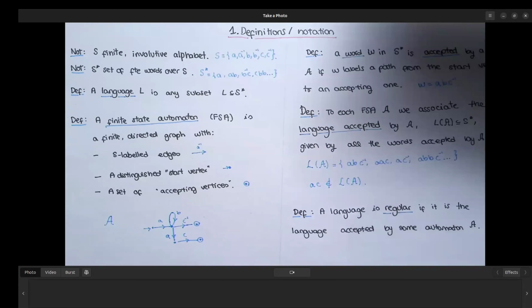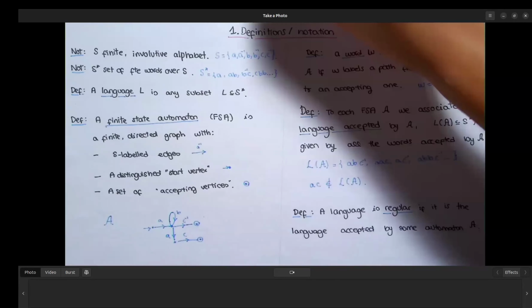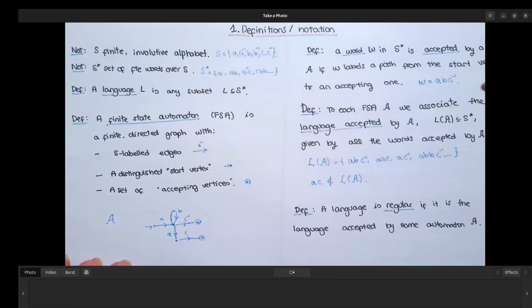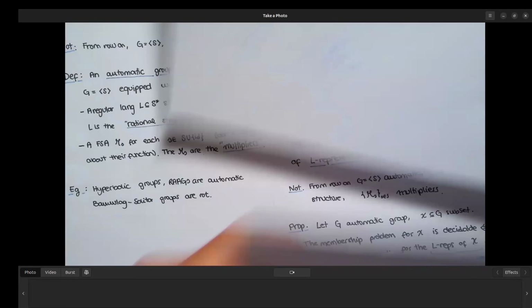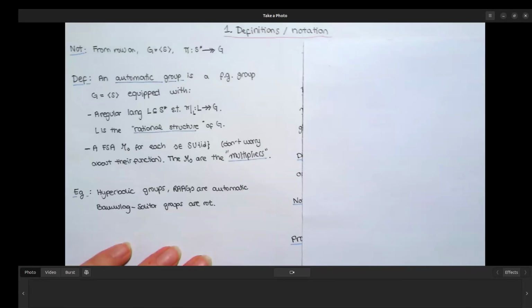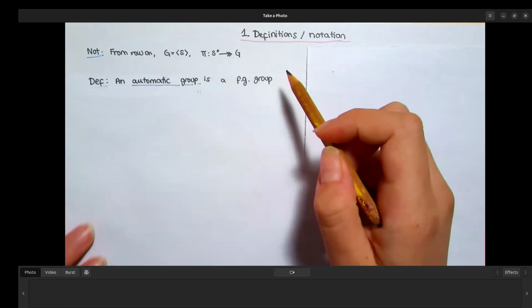So the family of languages accepted by finite state automata is called the regular languages, and they are very well behaved. And yeah, that's why we like them a lot. And this finishes the first part of the definitions. The second part of the definitions is the following.